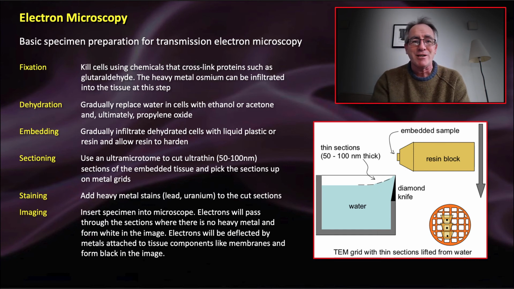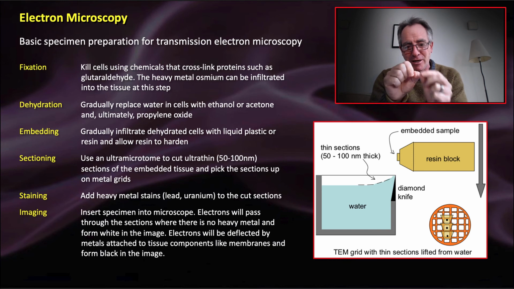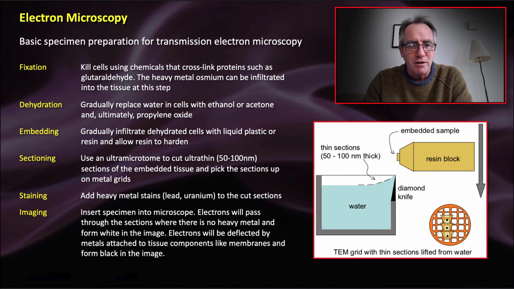You use, and this is fun, you get really good at this, a little jeweler's saw and you cut out the little piece of plastic block that has your piece of tissue in it, and then you get it ready for sectioning. And I've illustrated this over here. We've got machines called microtomes. You attach your resin block, which has your little bit of tissue in it here, to the microtome.